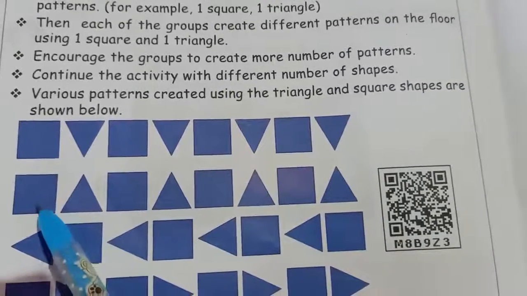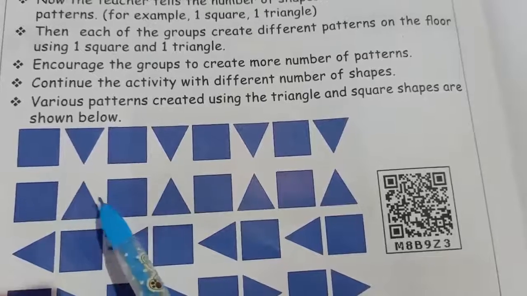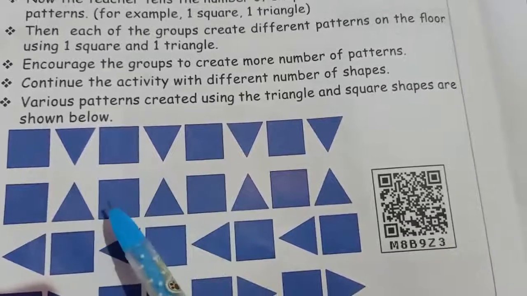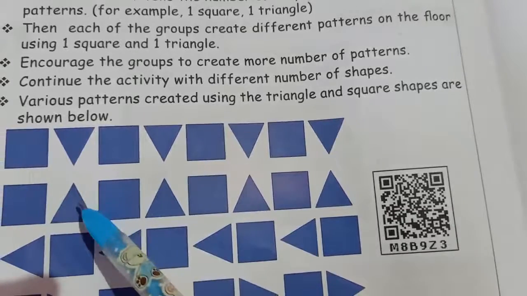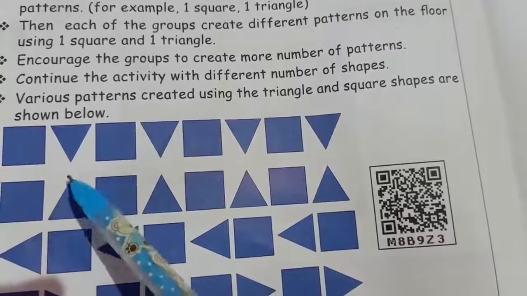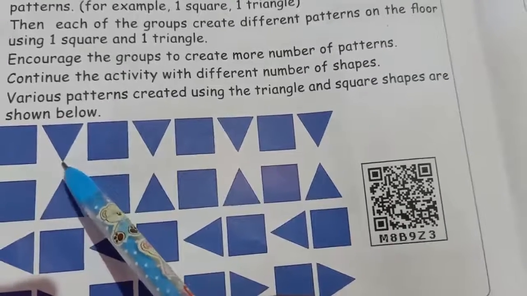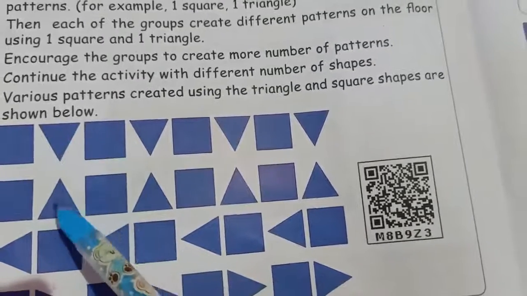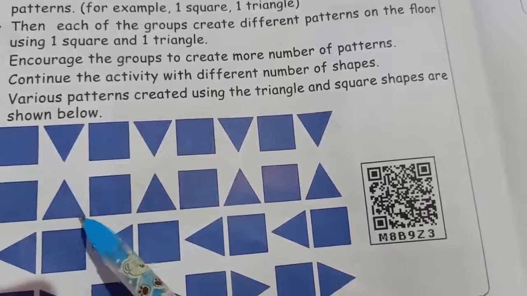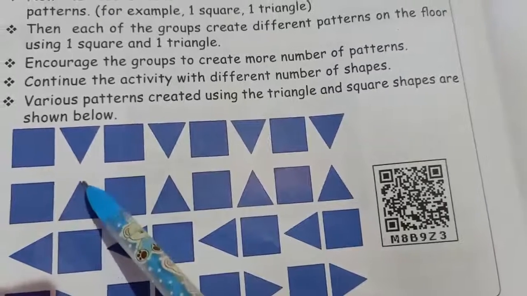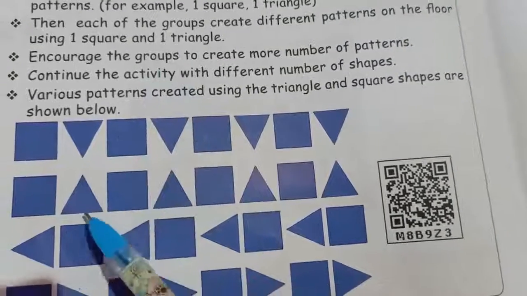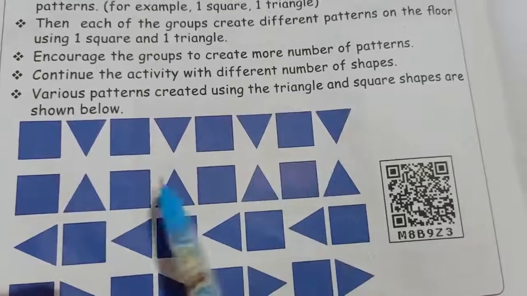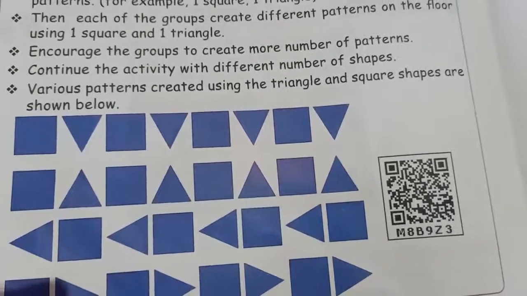See the second pattern: one square, one triangle, one square, one triangle. This both are also the same, but a small difference is available. What is this? See this triangle. Here lower part we have one corner, upper part we have two corners. But see this one, lower part we have two corners, upper part we have one corner. Okay, so these two are slightly changing. So this one pattern and this one pattern.